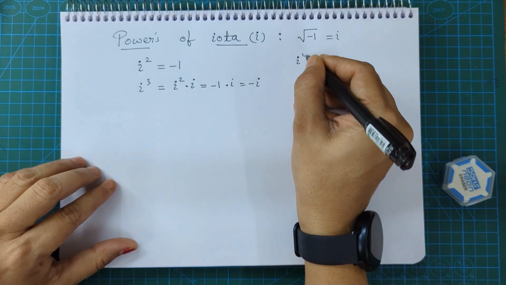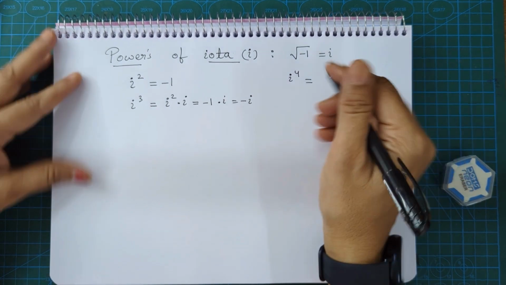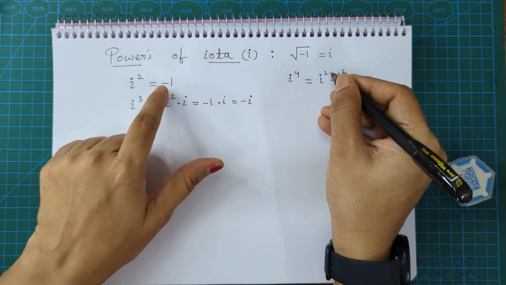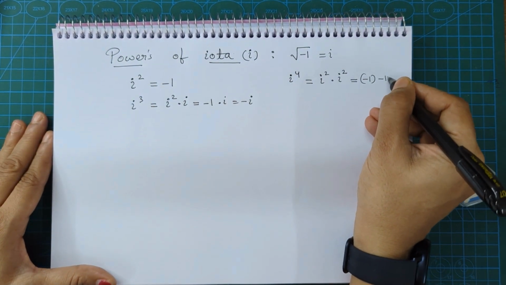Then i to the power 4. i to the power 4 can be written as i square times i square. i square is negative 1, so we will write here negative 1 times negative 1.